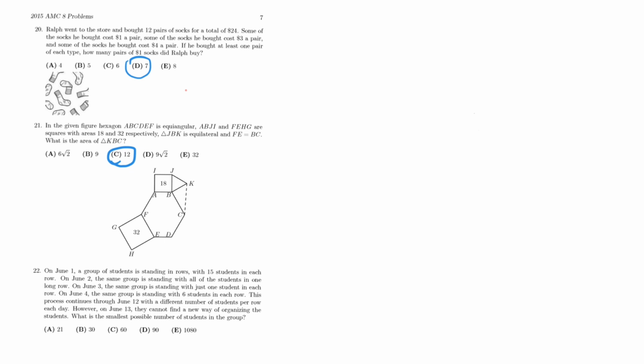However, on June 13, they cannot find a new way of organizing the students. What is the smallest possible number of students in the group?